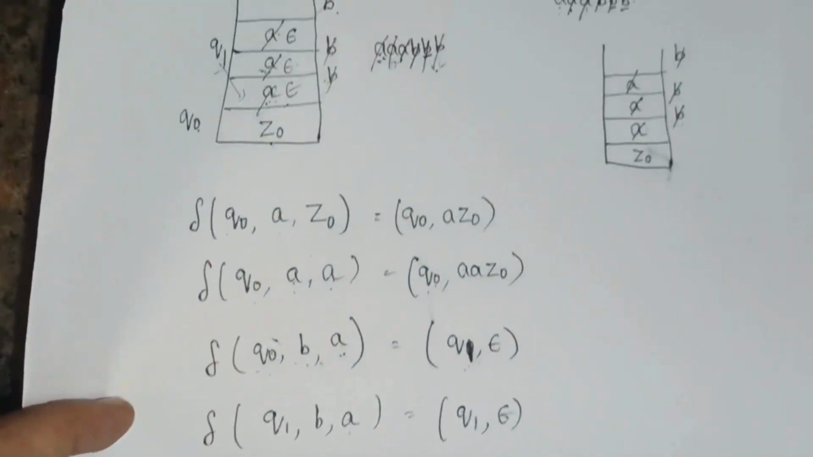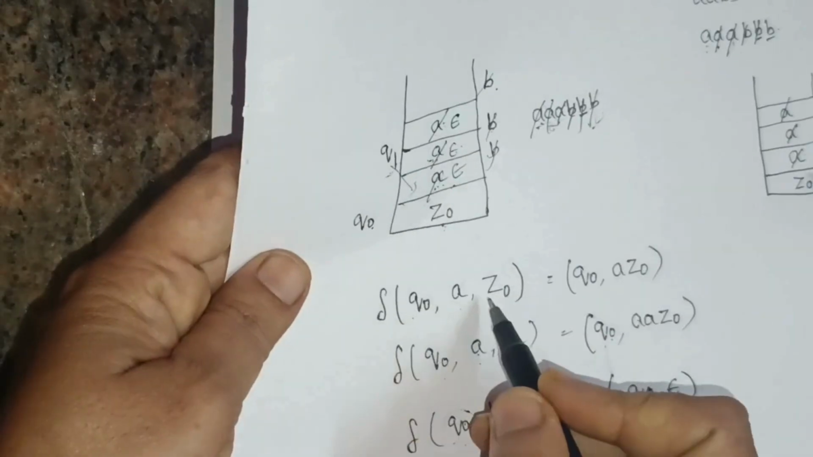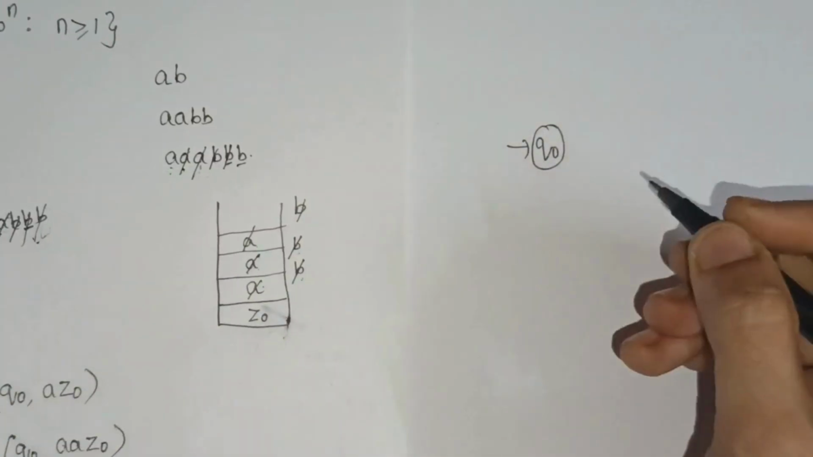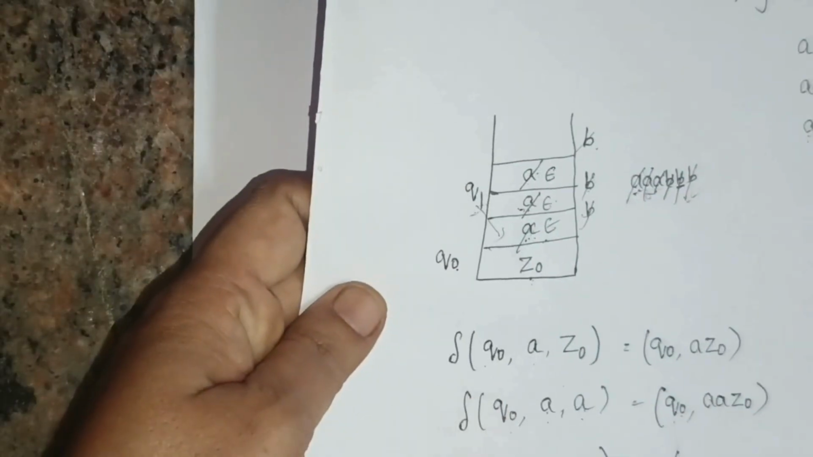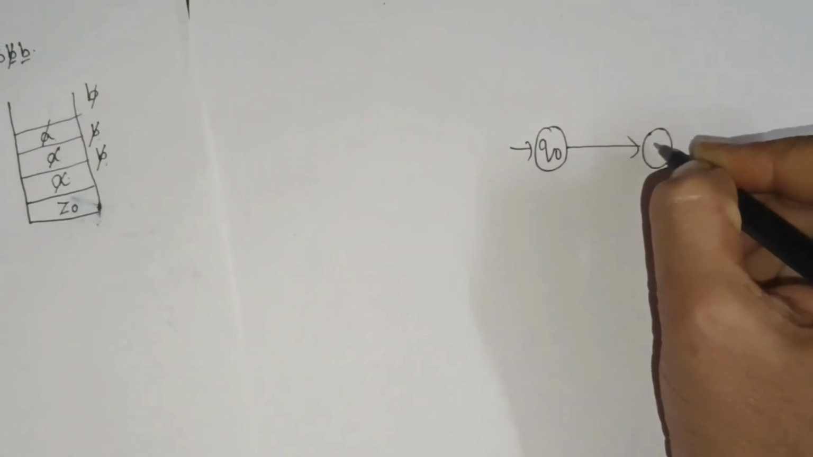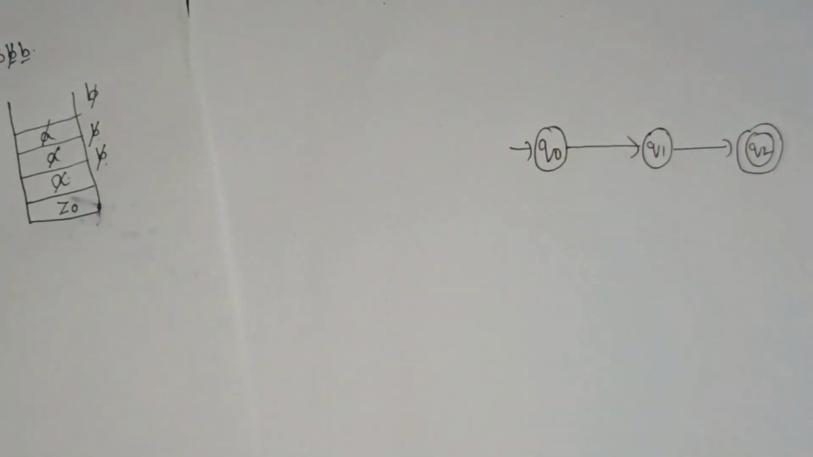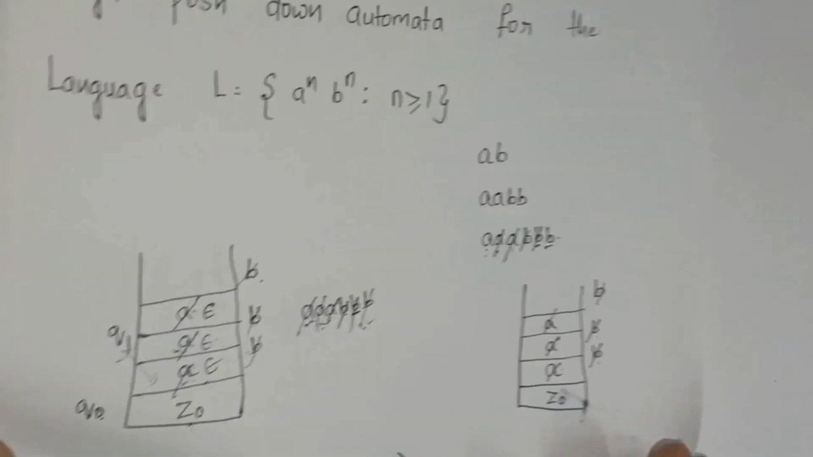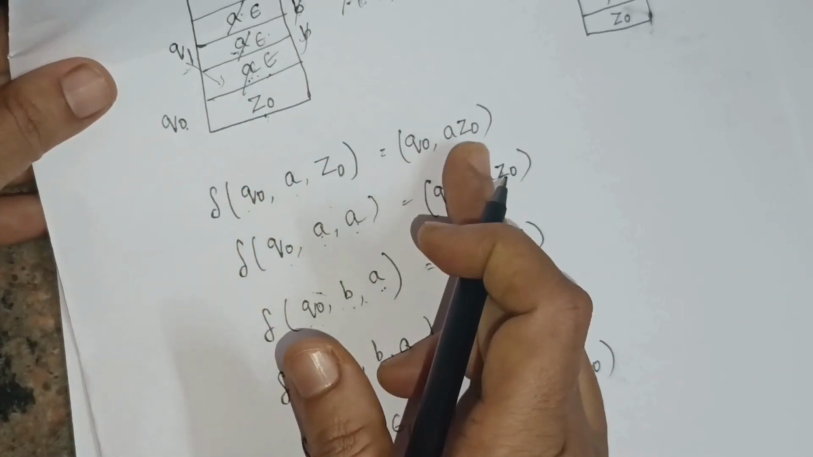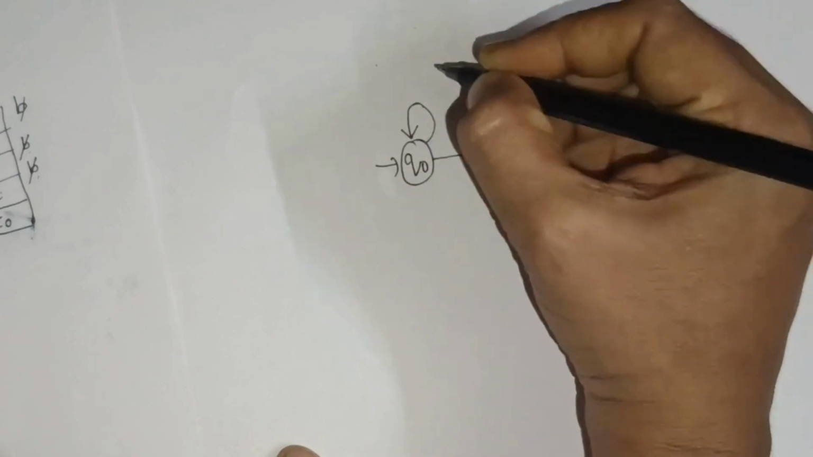So based on this, we will try to design the transition diagram. So what is the first transition? Q naught is the state. We have Q naught, Q1, Q2 as the states. So we will write Q naught, Q1 and Q2. Q2 is the final state. So now first transition. What is the first transition? Q naught on A, Z naught. Top of the stack will be A. Going to the state Q naught. Q naught is going to the state Q naught.